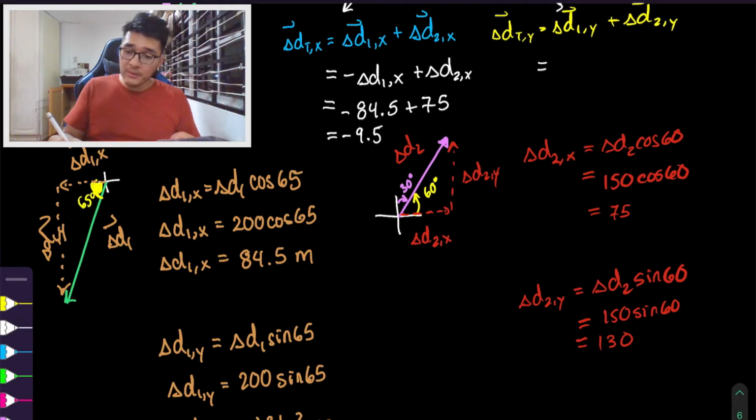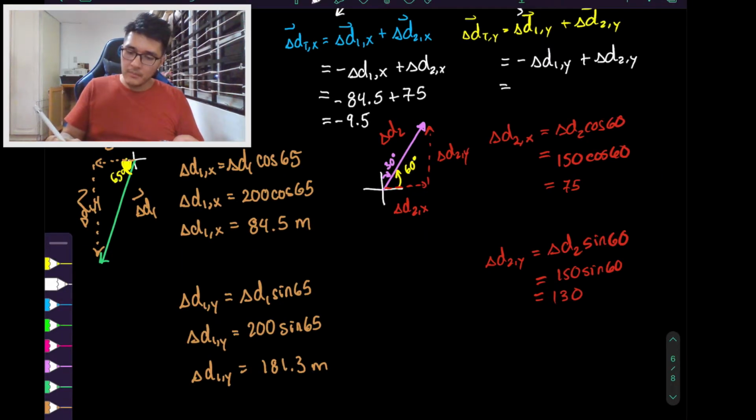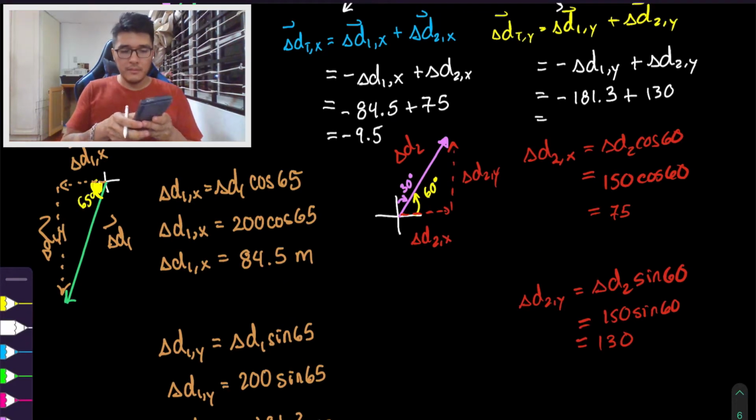For our components along the y, our first displacement vector along the y was pointing down, so we have to put a negative. And our second displacement vector along the y was pointing up, so we have to put a plus. So this means we have negative 181.3 plus 130, which gives us negative 51.3.